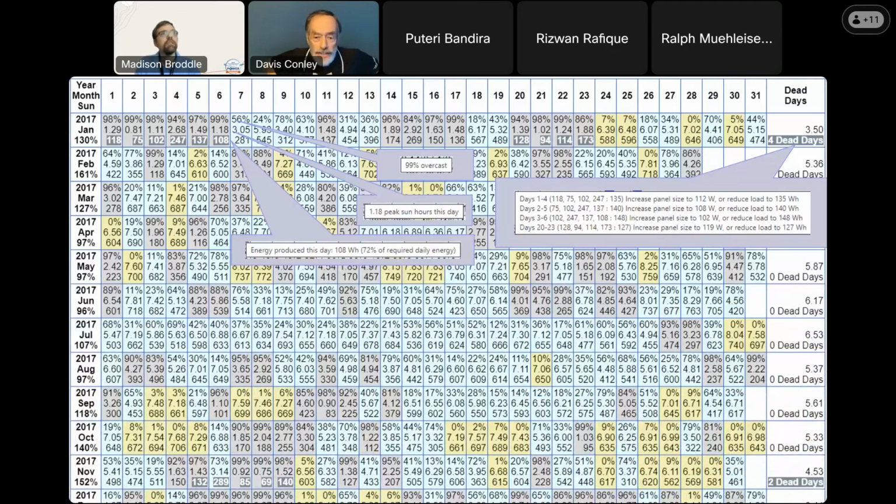This screen is the detailed information that you get. If you look on January 6th of 2017, you can see that it was 98% overcast, that you got 1.18 peak sun hours on the panels that day, and it produced 180 watt hours of energy, which is only 72% of what you needed. If you go all the way over to the right, you'll see that in that month, there were 4 sequences of 4 days where you had dead days. But this turns out to be too much information. So I've got another table that summarizes it for you.